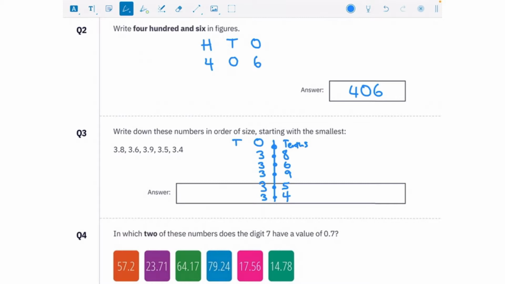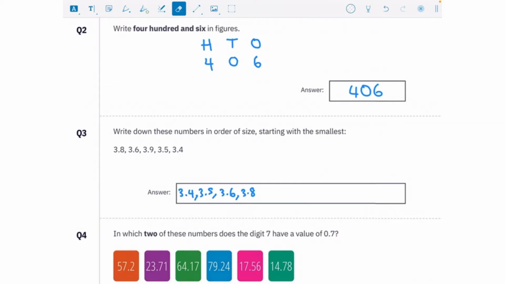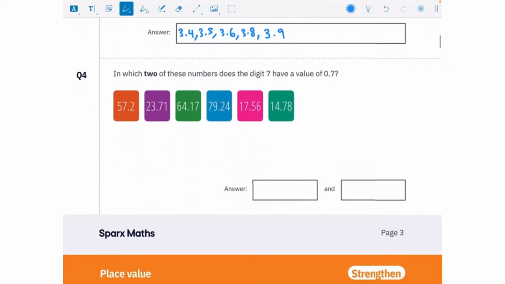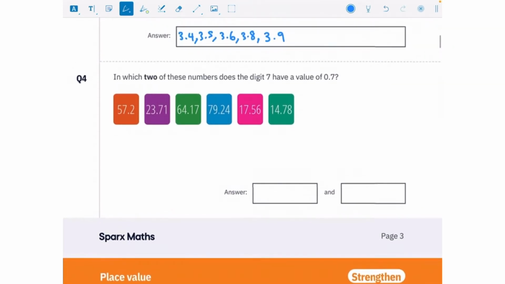So all of those numbers have a 3 in the ones column, so that's not going to help us compare. So now we're looking at the tenths column, and we can see we've got an 8, 6, 9, 5 and 4. So we can just write those in order from smallest to biggest. They all have the same importance because they're all in that tenths column. So we're going to start with 3.4 and then 3.5 and then 3.6 and then 3.8 and then finally 3.9. There we go.